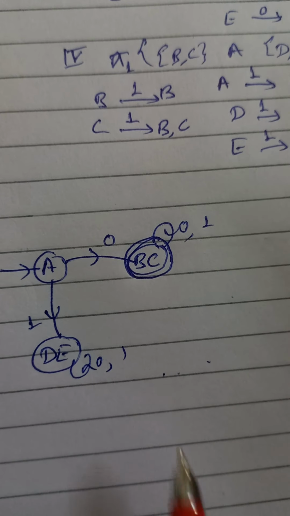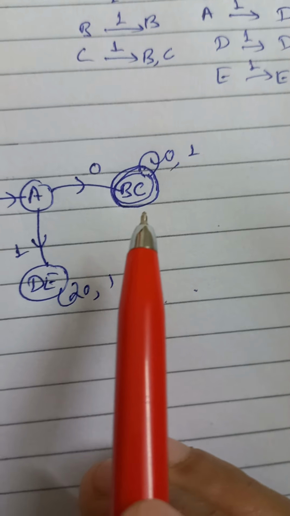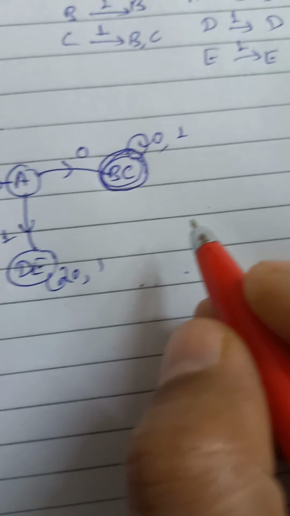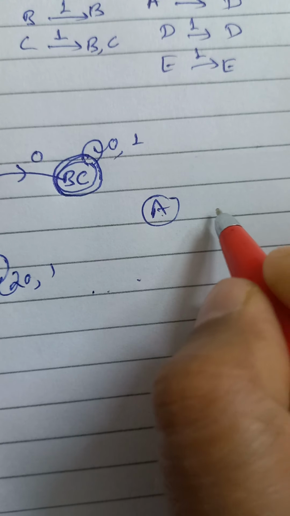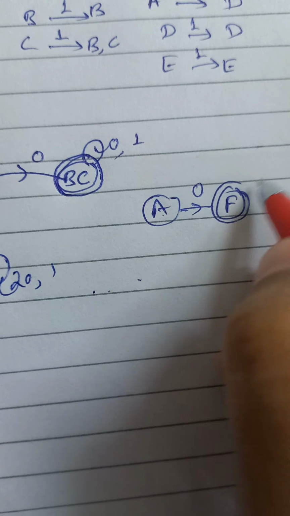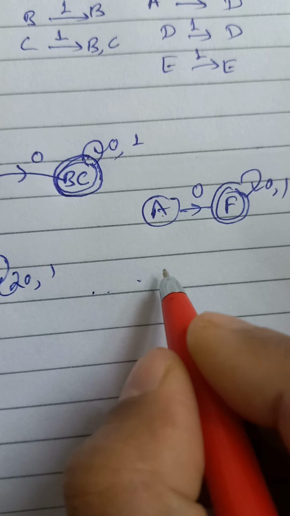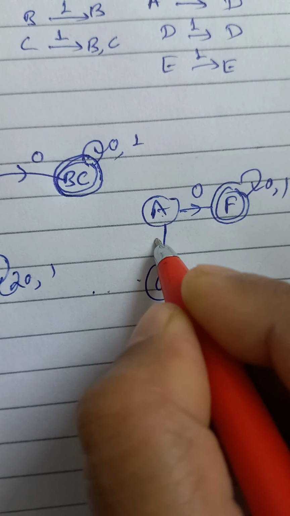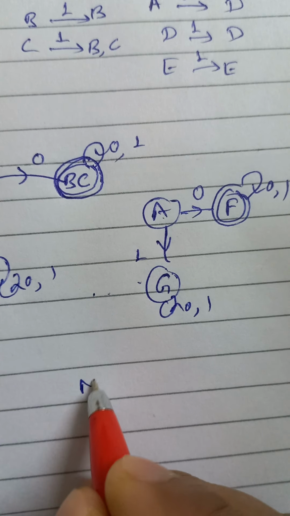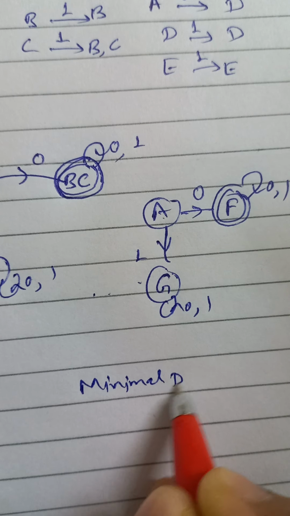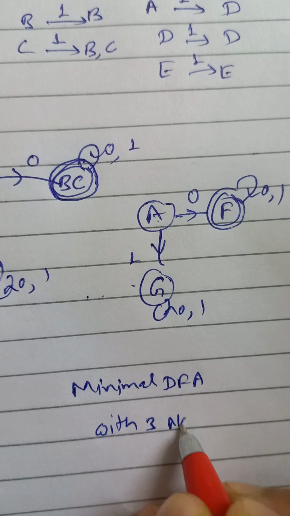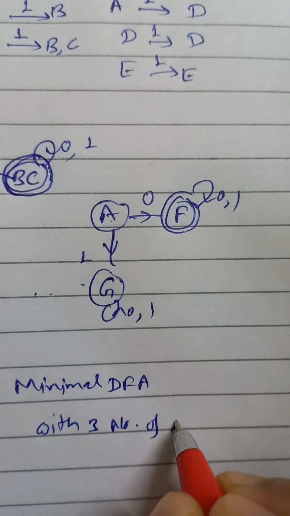This is the minimal DFA with 3 states. And as we had named the states earlier, we can name the new state BC, and in a similar way name the new state DE, with a loop of 0, 1. So this is the minimal DFA with 3 states.